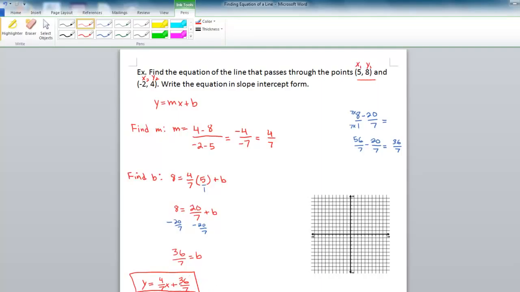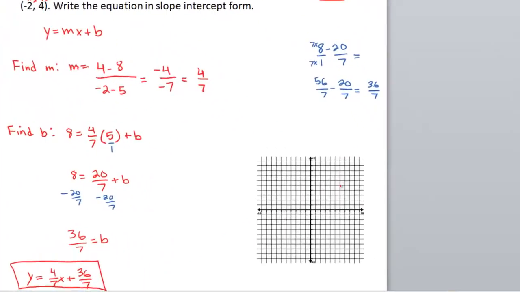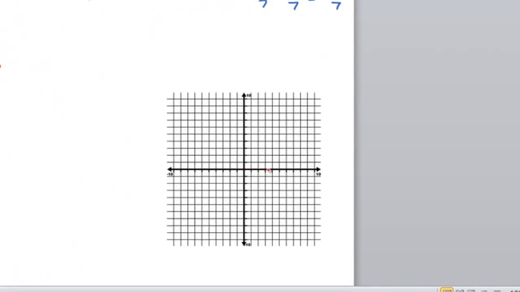It would be pretty difficult to try to graph this y-intercept, so in order to graph this line, I'll just go back and use the 2 points that we were given in the first place, 5, 8, and -2, 4. And there's our graph.